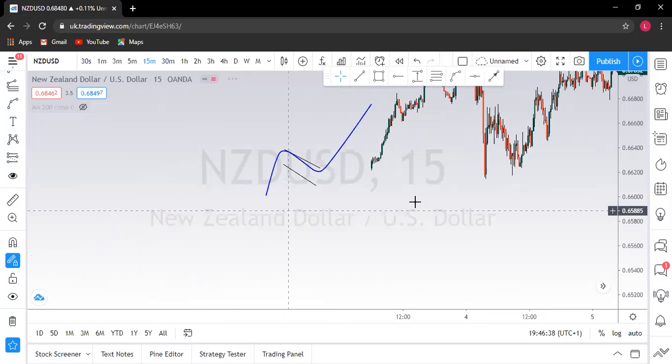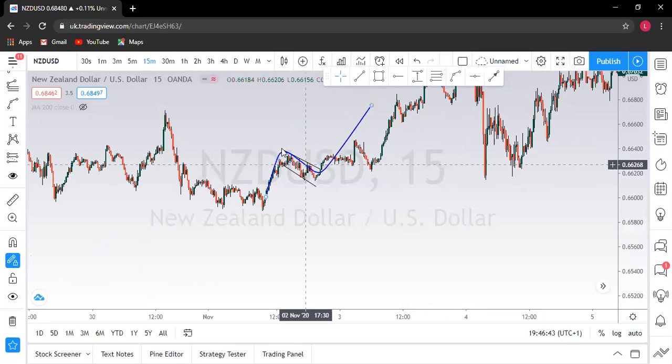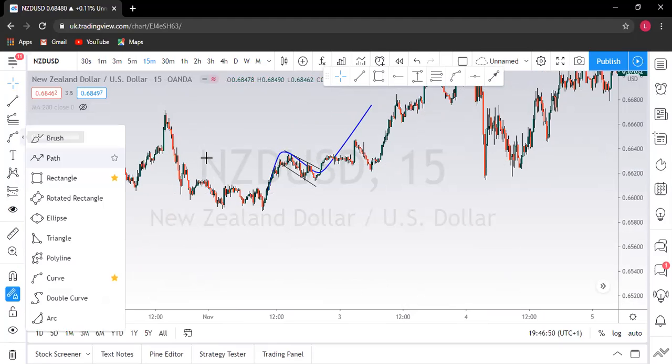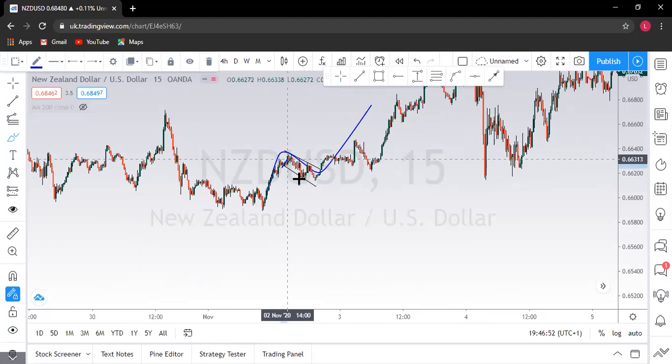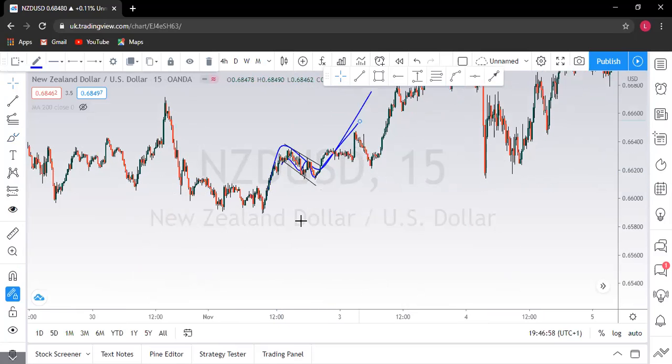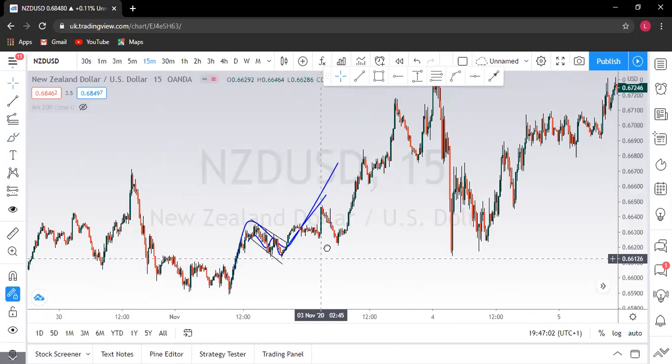You understand? So look at this. Can you see what I'm talking about here? Continuation pattern. Can you see after this correction, what the market did? Boom. So you could have just taken advantage of the buy. Can you see the massive buy?